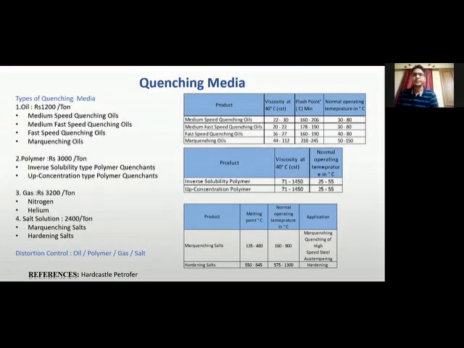So next, come to the quenching media. There are 4 types of quenching media nowadays we can use for the quenching of the component.